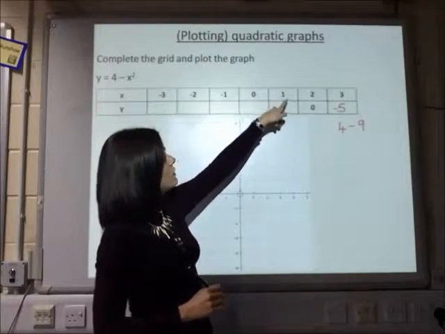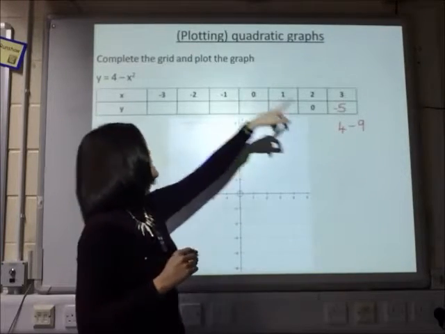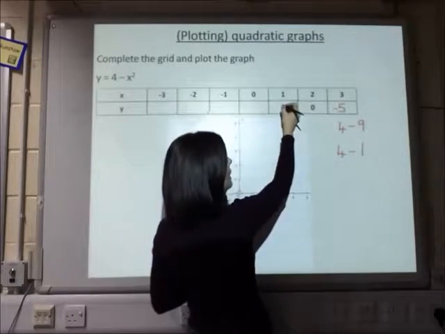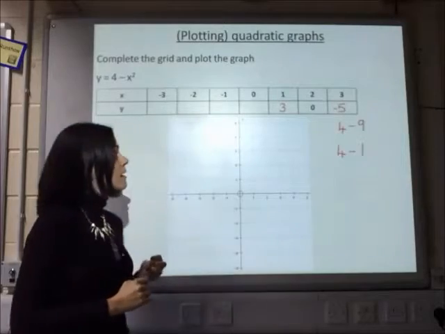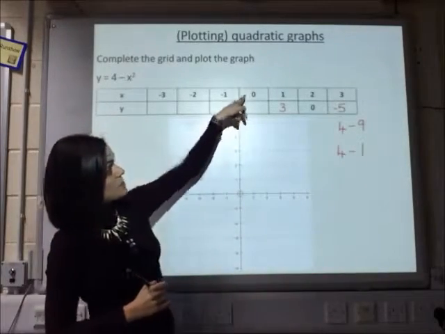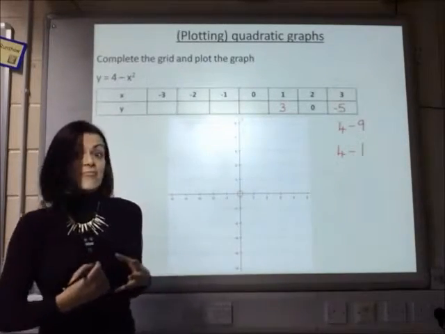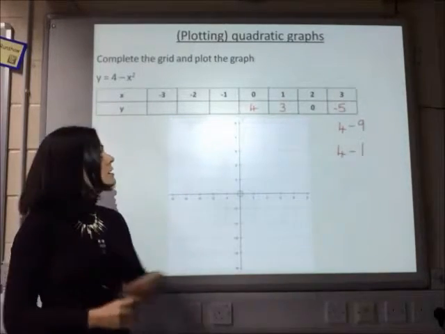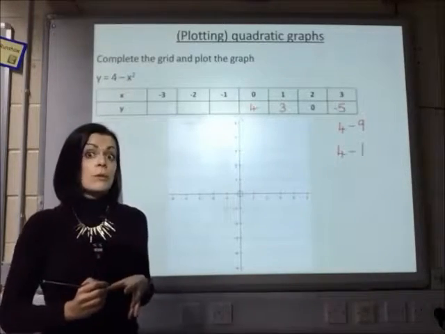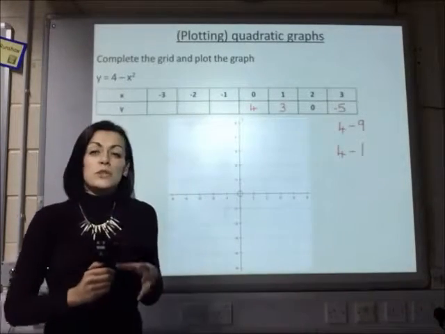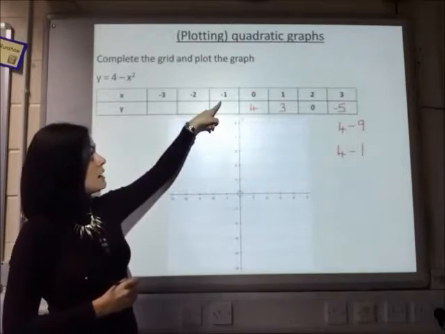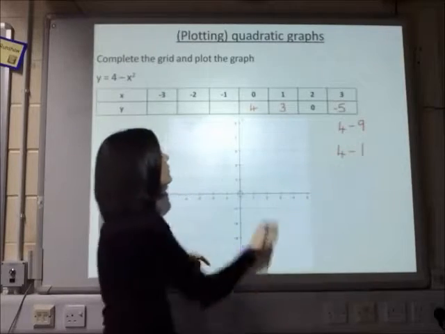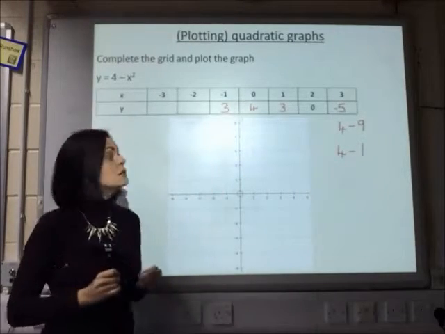Let's do 1. So 1 squared is 1, and I'm going to take that away from 4. So I'm doing 4, take away 1 this time. I'm going to pop a 3 in there. And 0 squared is 0, so obviously 4 take away 0 just leaves us with 4. Now I'm into my minus numbers, so remember what we were saying before, when we've got a minus number and we square it, we get a positive number. So minus 1 squared is 1. So I'm back here again, and 4 take away 1. I've got another 3 in there.